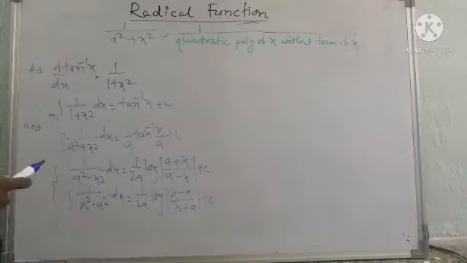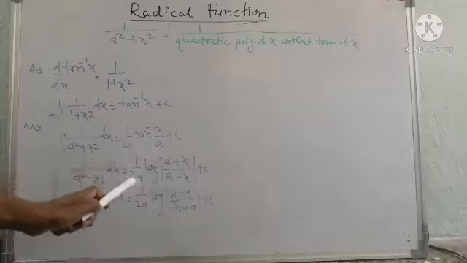If this addition is replaced by subtraction, then the form will become a square minus x square or x square minus a square. In both cases, a is a constant, and in both cases the integration is in the form of log having coefficient 1 upon 2a.